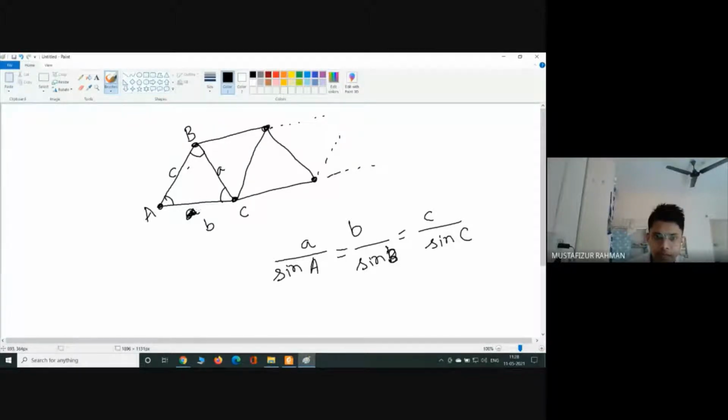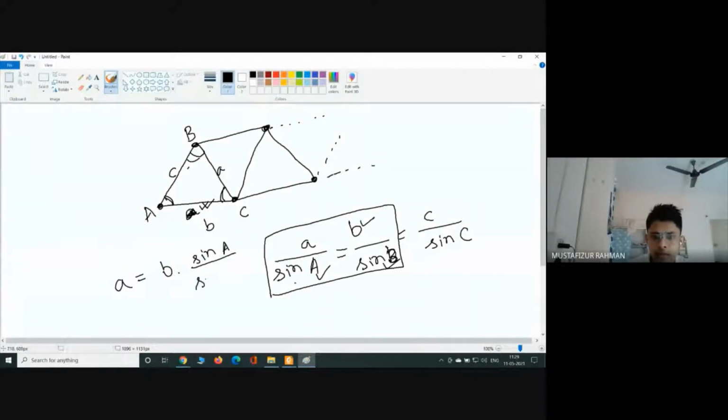Say, for example, we have measured this line b and we have measured the angles A, B, and C. Therefore, to find out side a from this formula, we know b, we know A, we know capital B. So very easy, right? We want to find out small a. So it is going to be small b multiplied by sine of capital A divided by sine of capital B. So this is the basic principle of triangulation.